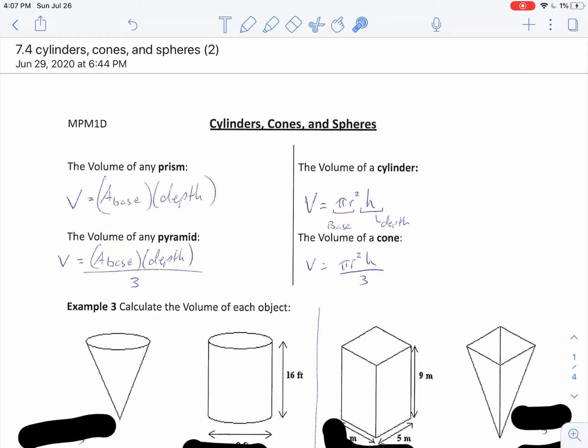But just to go over them: the volume of any prism is the area of the base times depth, or length times height times width. The volume of any pyramid is the same, just divided by 3. The volume of a cylinder is pi r squared, which would be the base times the depth or the height. And the volume of a cone, because it would be part of a cylinder, would be the same volume formula, and then just divided by 3.